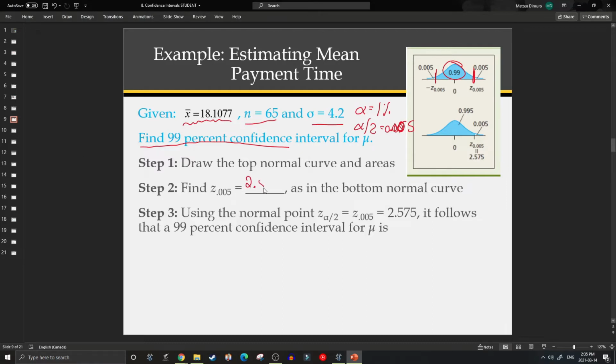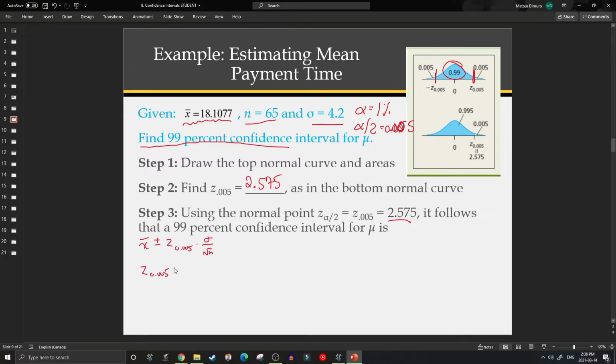So 2.575. There we go. So now we know that that's the value right there, and we can go ahead and find our 99% confidence interval. Now remember, this is the formula here, right? So it's got that plus or minus. Now we're going to use z at 0.005 times sigma divided by square root n.